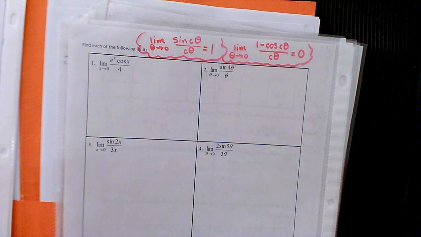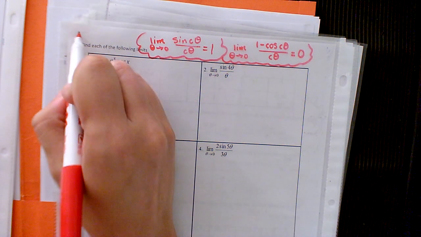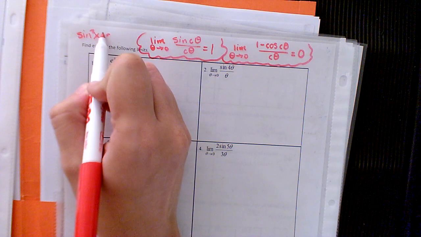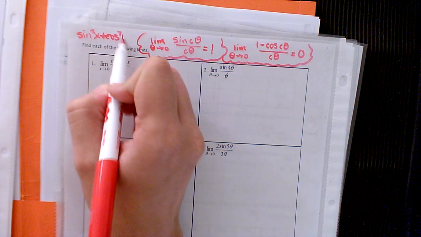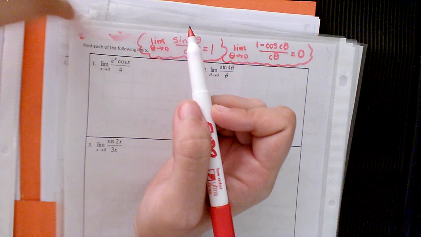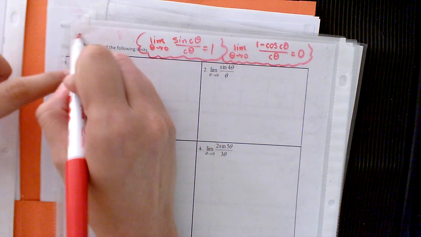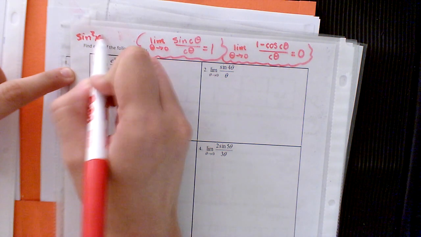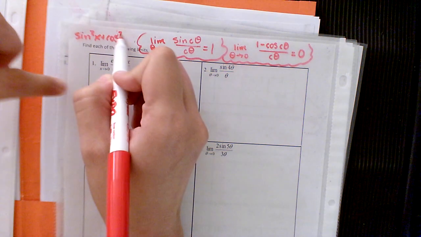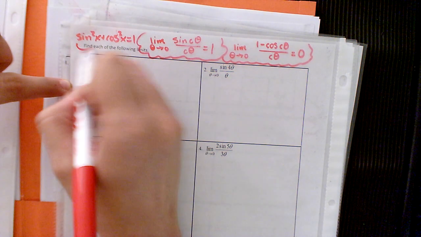What about the trig identity? Kind of the big one from last year. Go ahead, Christian. Sine squared plus cosine squared equals 1. So sine squared plus cosine squared equals 1. I'm going to write that better. That didn't show up right. All right, so sine squared plus cosine squared equals 1.